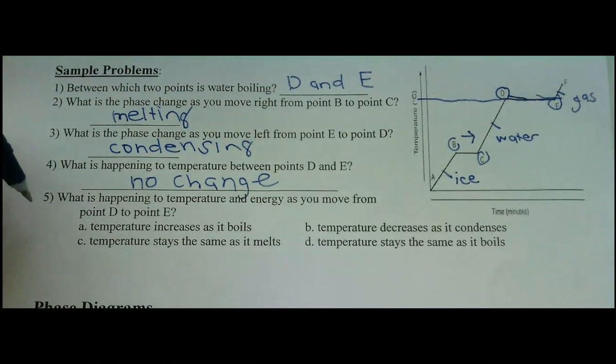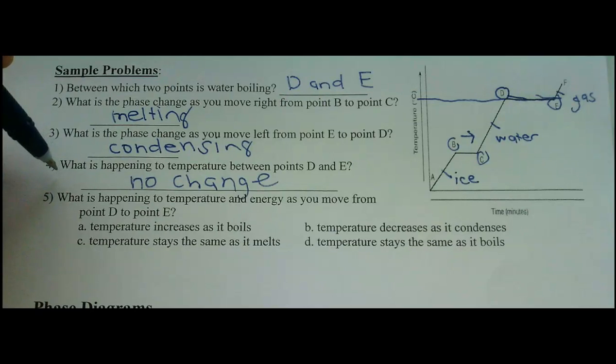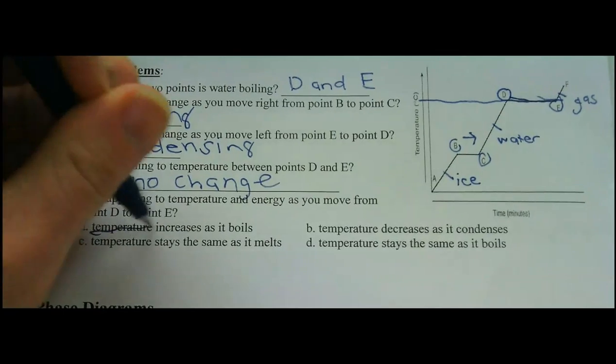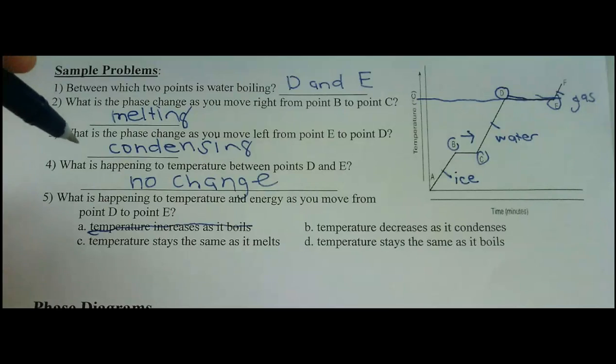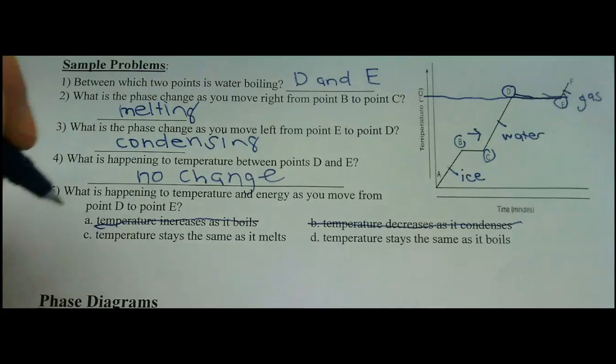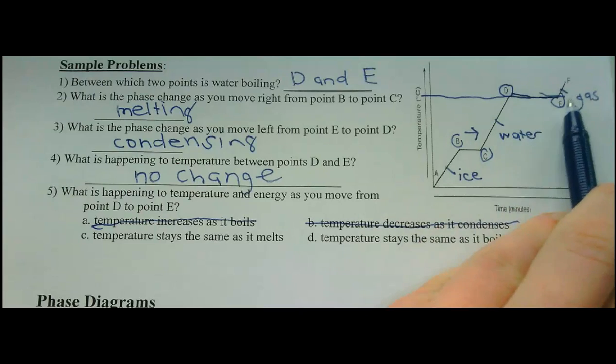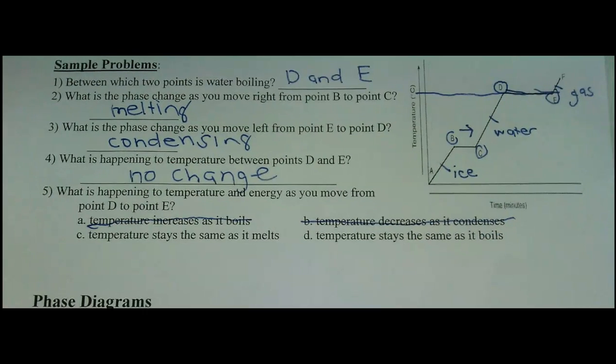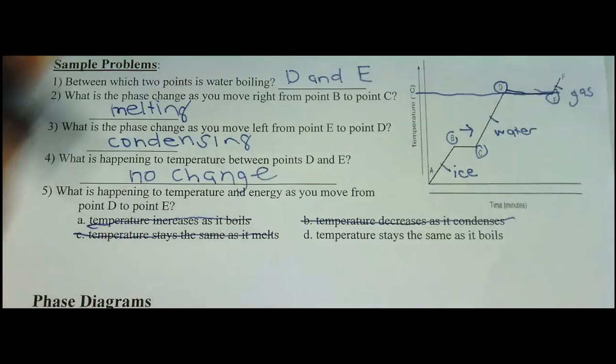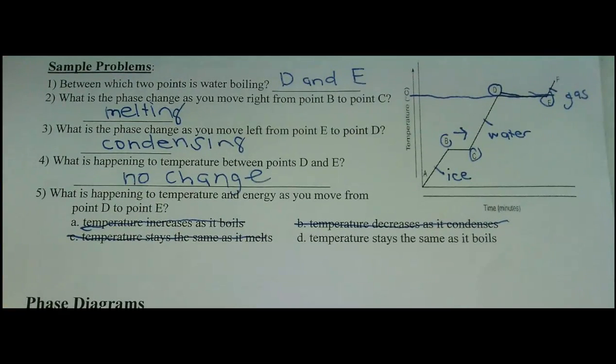All right, number 5 says, what is happening to temperature and energy as you move from point D to point E? Okay, so this is very similar to number 4. So temperature is staying the same. We already figured that out. So we're going to cross out these other ones that say it'll change. I'm going to eliminate those as choices. And then once again, we're moving from D to E, from water to gas. So it's not melting, because that's way down here. So I can eliminate choice C. So it's going to be choice D. Temperature stays the same as it boils.